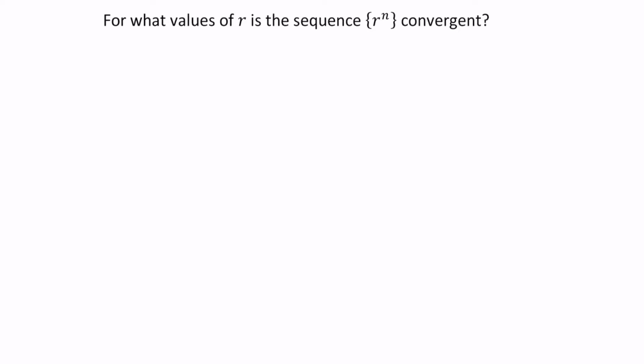Next, let's explore the sequence r to the nth power and figure out for what values of r the sequence is convergent. Let's start with something we're all very familiar with, and that's a number line. I'm going to label 0 here. Let me scooch it over for more space. I'm going to label -1 here and 1 here. And all I have is a real number line. And r can live in any of these places.